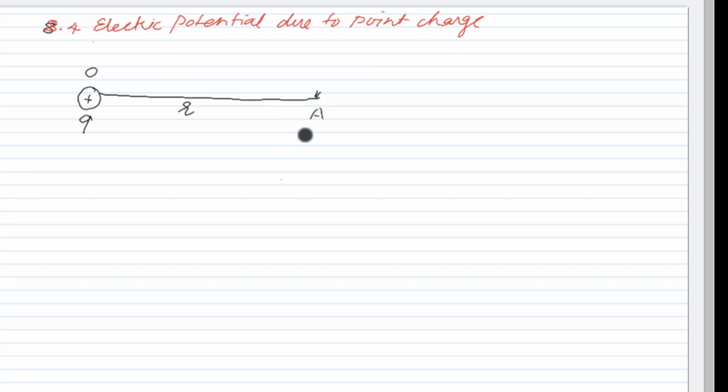We need to determine the potential of the charge at point A, and it is at distance r from it. Electric potential at point A is the amount of work done per unit positive charge, isn't it? Work done per unit positive charge is nothing but potential energy, correct? Here potential energy is equal to work done upon the charge.